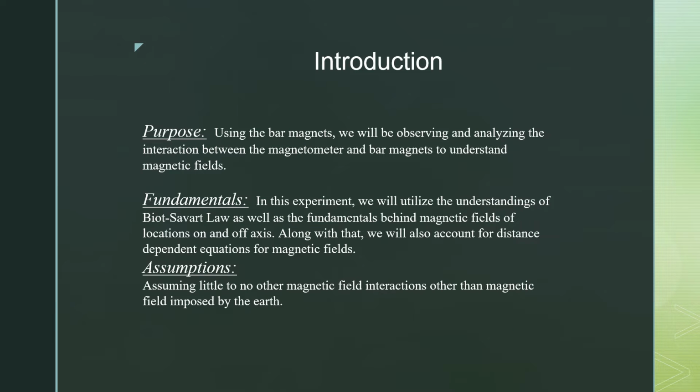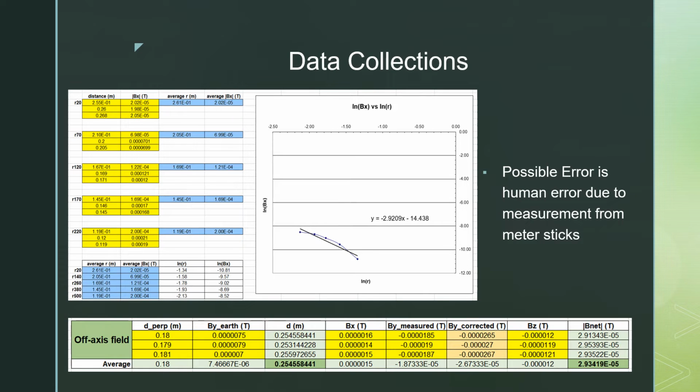To begin, the purpose of this lab is to observe and analyze the interaction between the magnetometer and bar magnets to understand the behavior of magnetic fields. We'll be using the fundamentals of the Biot-Savart law, which explains the magnetic fields produced by various objects. Additionally, this lab is done assuming that there are no magnetic fields interacting with the magnetometer other than the Earth's magnetic field. This is the data I collected during the experiment.